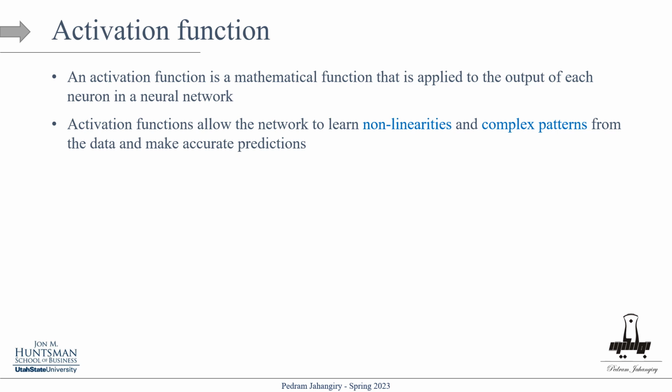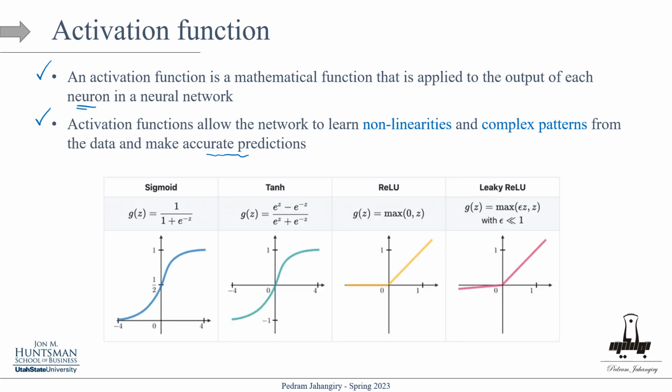So as we stated earlier, it's a mathematical function that is applied to the output of each neuron, right? And we mainly use activation function to let the network learn the nonlinearities and complex pattern from the data, right? So this is the main reason that we're applying activation function, because we want to get more accurate prediction. Okay. There are many of these activation functions out there, but let me walk you through the 4 or 5 most commonly used ones in the literature. So these are the ones that work in practice, right? But again, the list is extensive. You can check out different activation functions on your own.